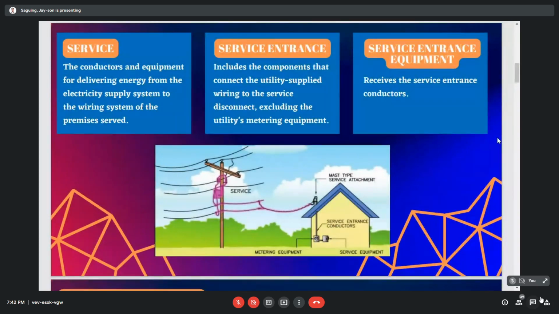So, let's review. The service is the conductors and equipment for delivering energy from the electricity supply system to the wiring system of the premises served. The service entrance includes the components that connect the utility supplied wiring, the service lateral or service drop, to the service disconnect, excluding the utility's metering equipment. In short, service entrance is part of the electrical installation. So service entrance equipment receives the service entrance conductor.